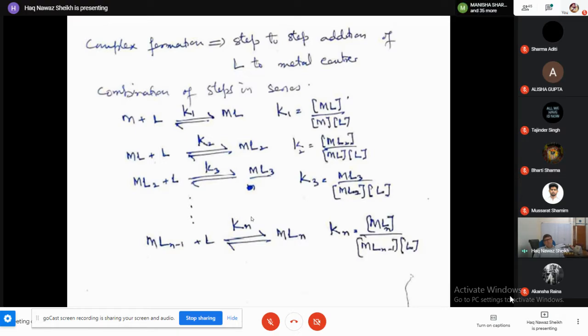Then the second process, the 5 positions are available. Ligand will come and it has now the 5 positions in the equilibrium constant. Then the third process, the fourth process, the fifth process, the sixth process, each time the ligand will come and replace from the positions available in the equilibrium constant.